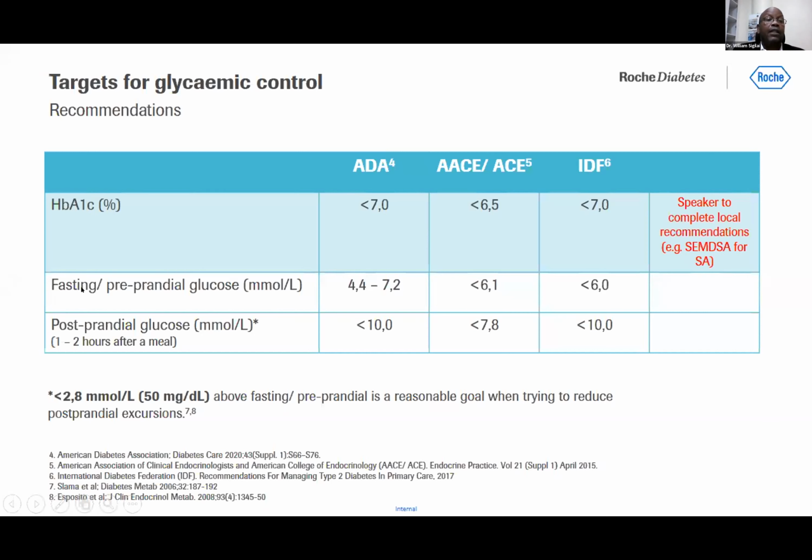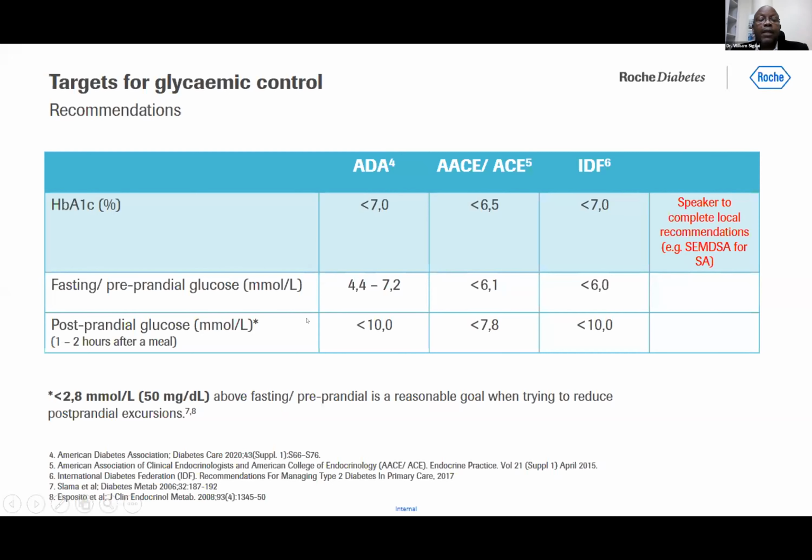We also use fasting blood sugar, otherwise known as preprandial glucose, in these ranges to denote good control. ADA's target is 4.4 to 7.2 as good fasting blood sugar, and AACE 6.0 or less, IDF 6.0 or less.